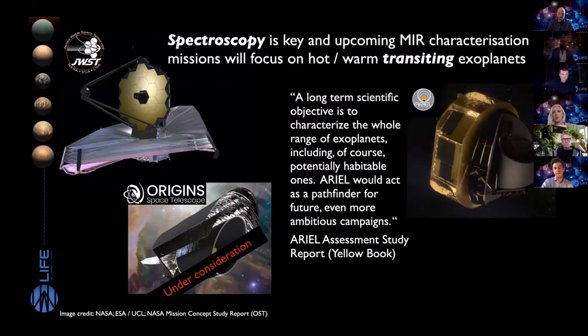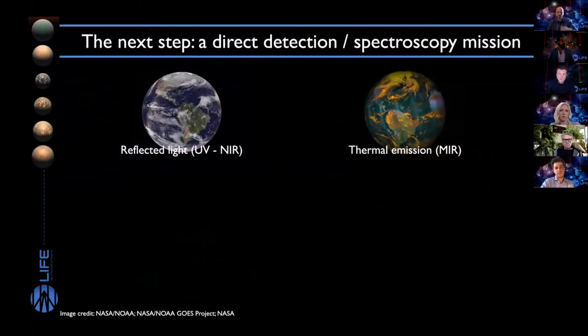And we see LIFE as a more ambitious campaign exactly in this context, that we can learn a lot already from all of these missions, but there's still parameter space that none of these missions will be able to cover. So we have to do something else. In particular, we have to go away from transit missions simply because the sample that we can study will always be too small, at least with the current concepts listed here, because of the limited probability of transits occurring around nearby stars. So this means that the next step is probably a direct detection and direct spectroscopy mission.